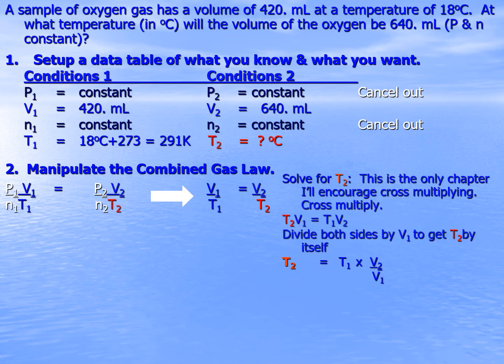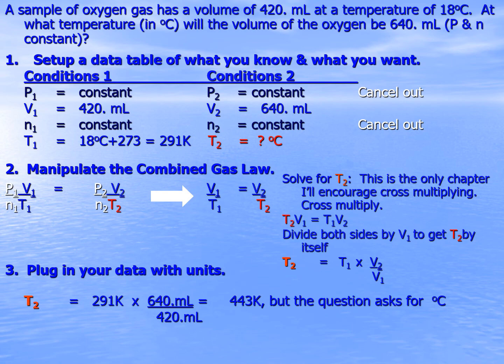Using some cross multiplying, we can get T2 by itself algebraically, plug in the numbers we know, cancel out our units, and we end up with 443 Kelvin. Double check the question. Oh, they wanted it in Celsius. So we get that by subtracting 273. 170. Celsius. And the decimal means that the ones place is a sig fig.